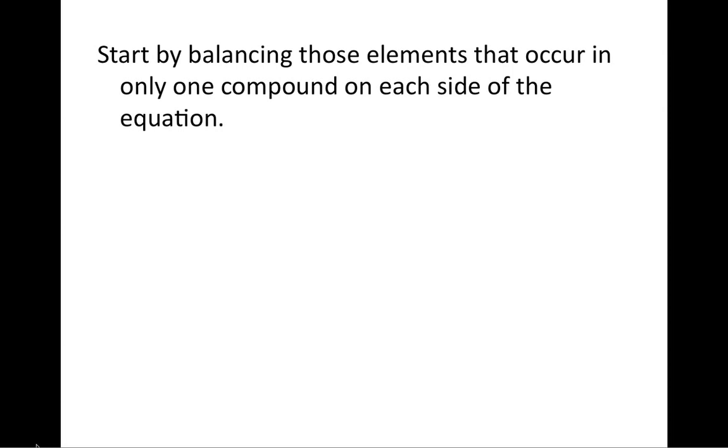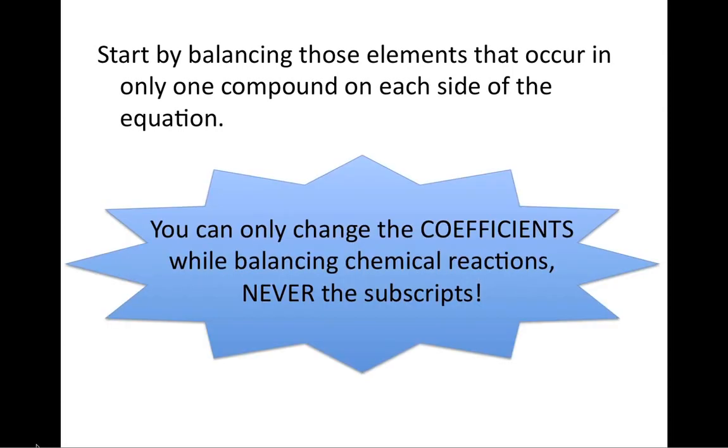Now remember, when balancing chemical equations, you can only change the coefficients in front of the reactants or products in a chemical reaction. You can never change the subscript. If you change the subscript, you're actually changing the identity of the compound.